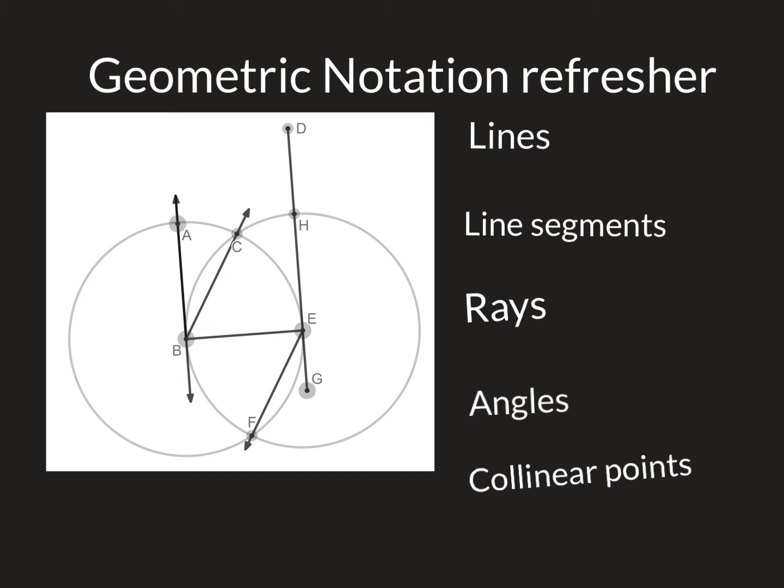Hey, so this is just going to be kind of a refresher on some geometric notation. I'm going to use this diagram right here to identify some of these. So a line, the only thing that's important about a line is that it must continue infinitely in both directions. So right here, we've got a line.